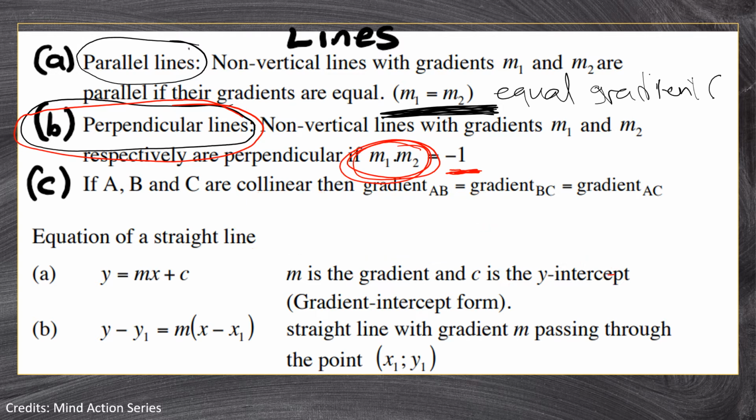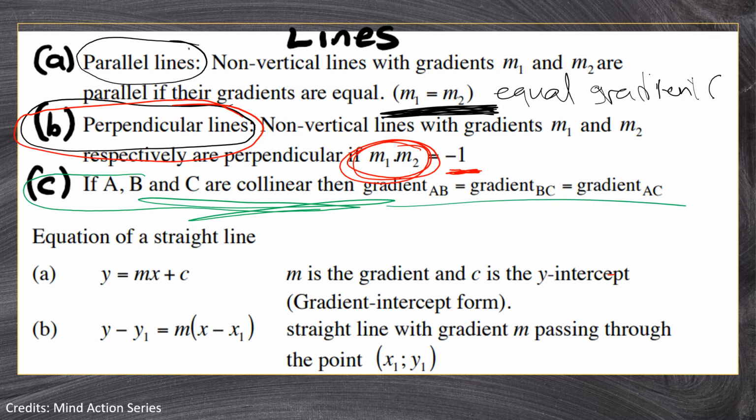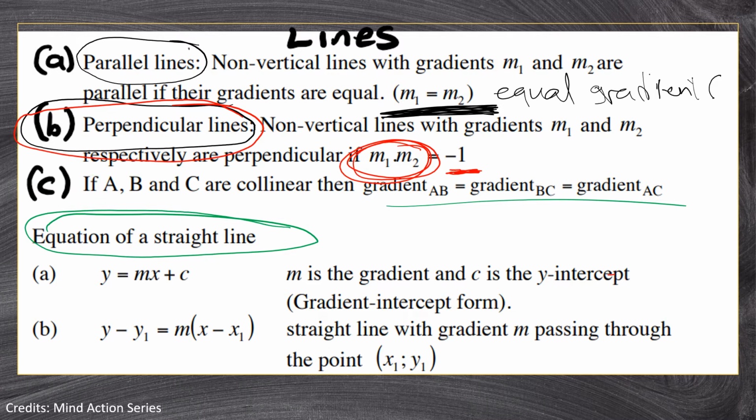Okay, so for number C, we've already discussed collinear points. We know that they lie on the same straight line and their gradients are actually the same. Let's now talk about the equation of a straight line. Very, very important. We know that the standard formula for the equation of a straight line from functions is y = mx + c, where m is the gradient and c is the y-intercept.